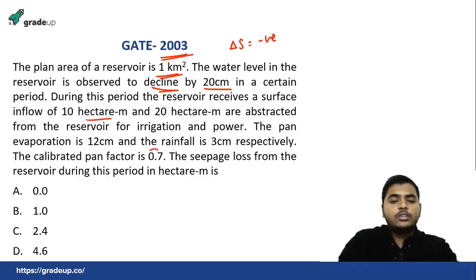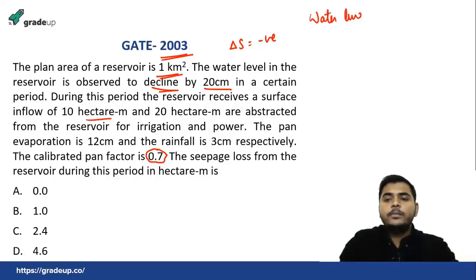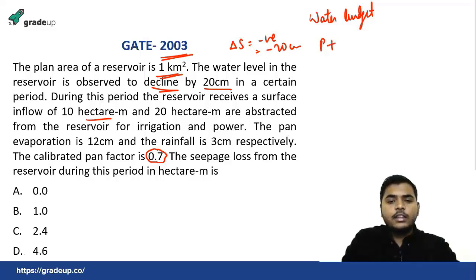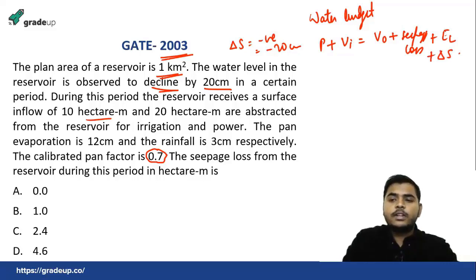The calibrated pan factor is also given to calculate the lake evaporation, and the seepage loss from the reservoir during this period in hectare meter is asked. Now seepage loss we have to calculate. It is a water budget method problem only. So let's see this. For this, delta S is given as minus 20 centimeter. First we will take the precipitation, then we will take the inflow. V inflow is equal to V outflow plus seepage loss that we have to calculate, plus evaporation that is occurring, plus delta S. This delta S is negative actually.